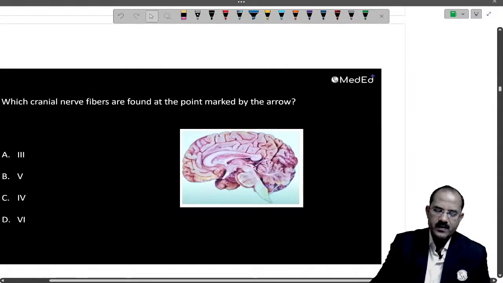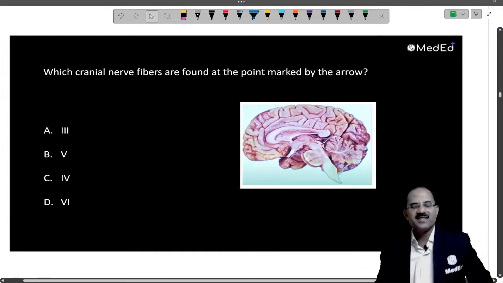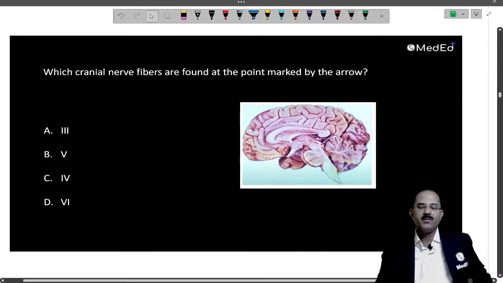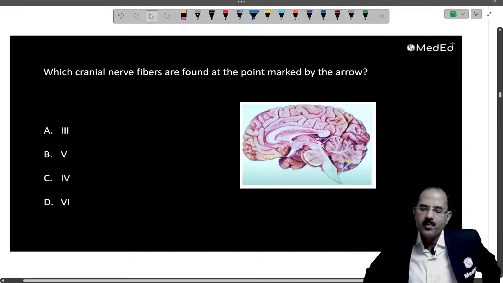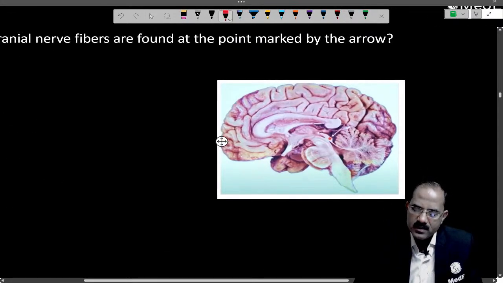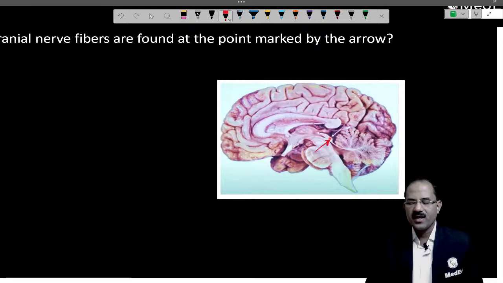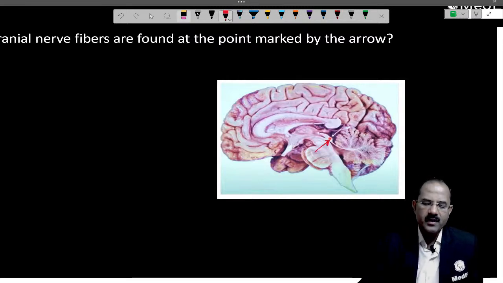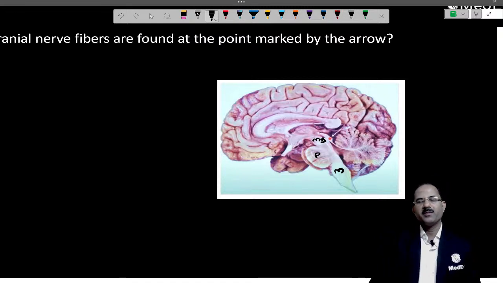Okay, students, we go to this MCQ. Answer this. Which cranial nerve fibers are found at the point marked by the arrow? Okay, look at this. This is the arrow. That's a pointed arrow. So which is this part? Can anyone tell me what is this part? This much part is the midbrain. That's a pons. That's a medulla. Right? Midbrain, pons and medulla.